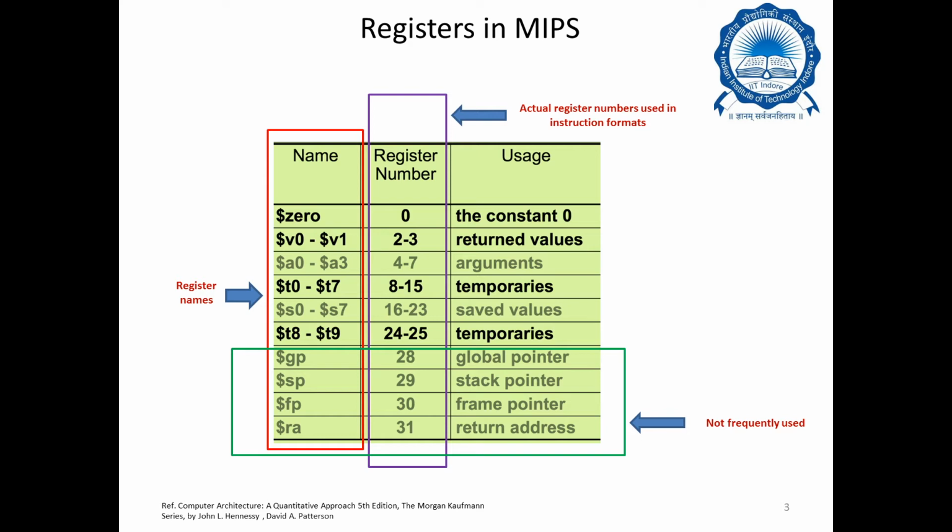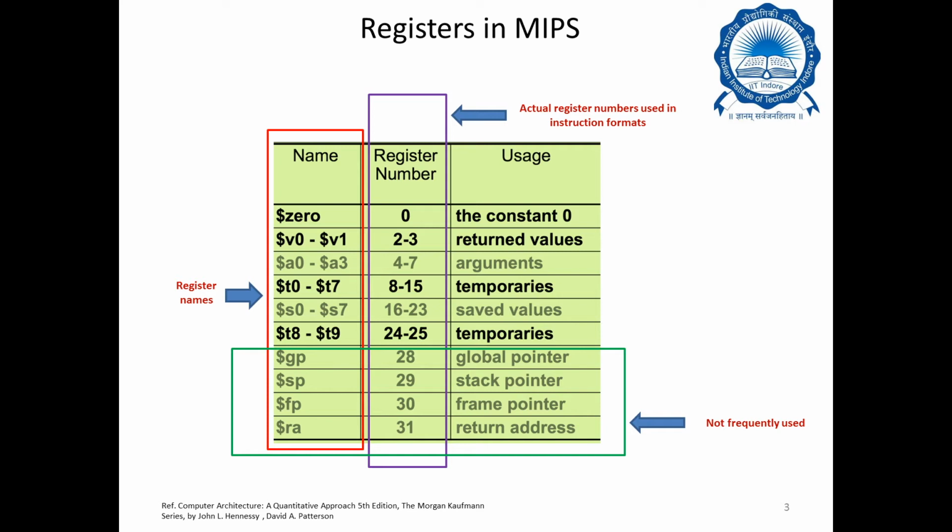As I pointed out here in the green box, $GP to $RA are not that frequently used, although $RA you will find used in many places, but it's still not as frequently used as the above registers from $0 to $T9. They are very frequently used, and $RA is one of those registers which actually plays a role in the conditional type instructions. When we want to return back to a particular address, it plays a very important role. We'll do examples so you will understand it better and see how it actually works.